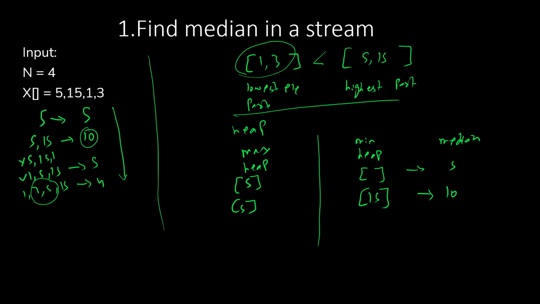Next element is 1 here. Now 1 we have to enter. Where do we have to enter? Let us see. We will always compare with the max heap at the start. If 1 is smaller than 5, then we will enter it into the max heap. So the max element should be at the start. Okay, 5 and 1 is there. Now this will be 15 as usual.